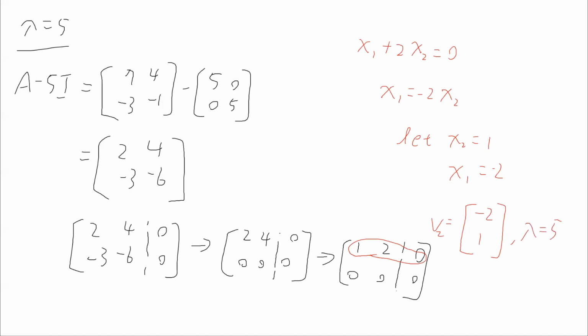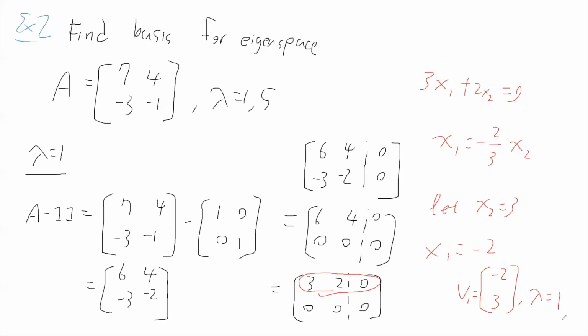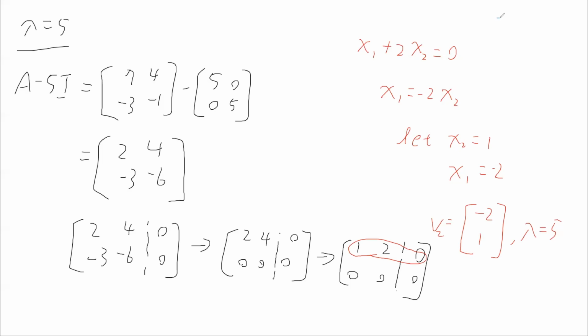All right, so combining both of them together, we know that V1 was -2, 3 and V2 is -2, 1. Now, notice that they are linearly independent. You cannot cancel them or get them equal to 0 with a non-trivial solution. So this is your basis for the eigenspace right here.